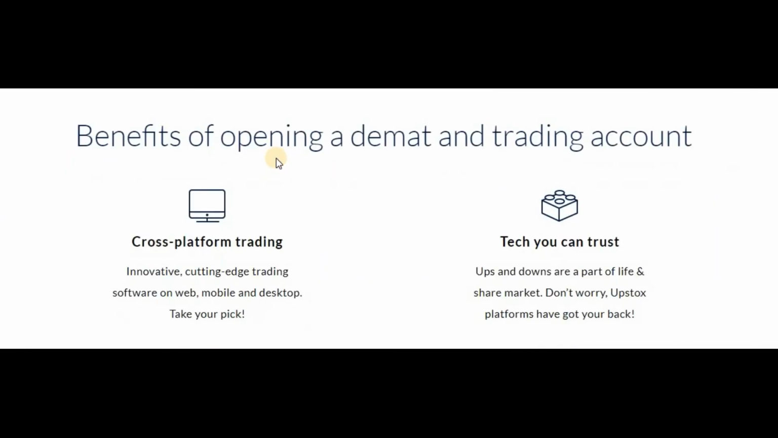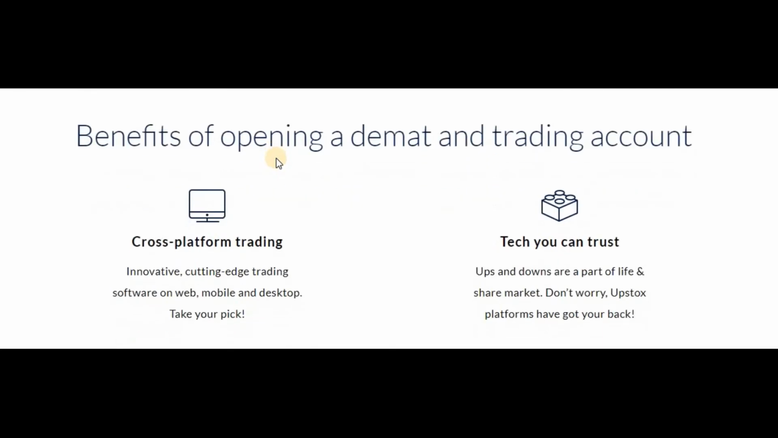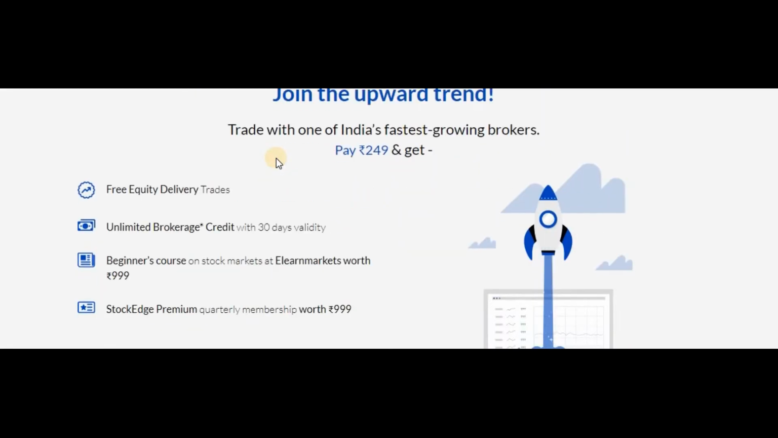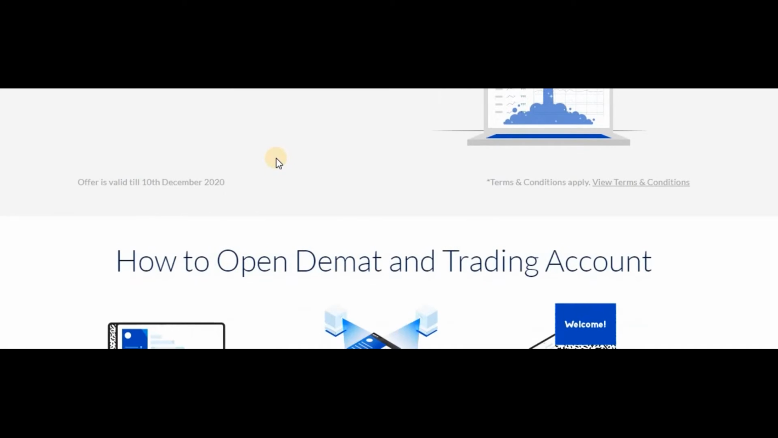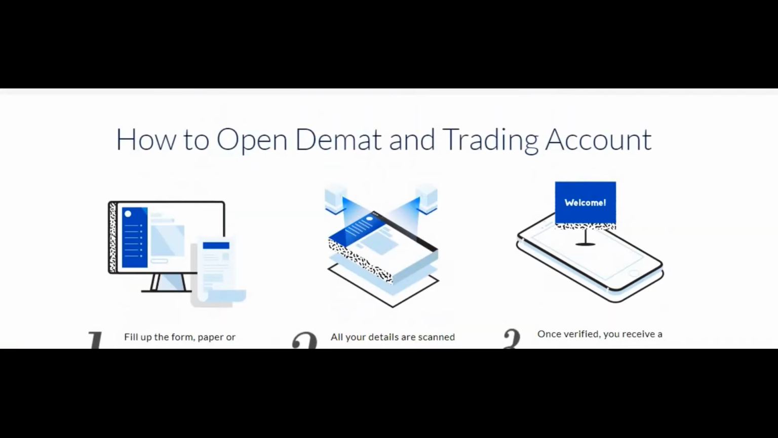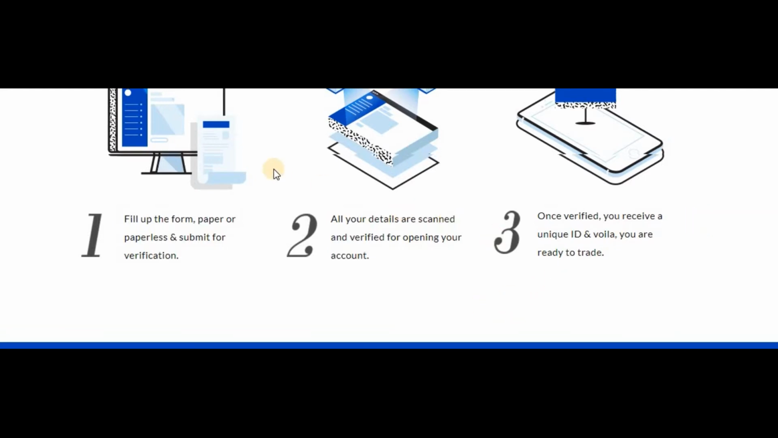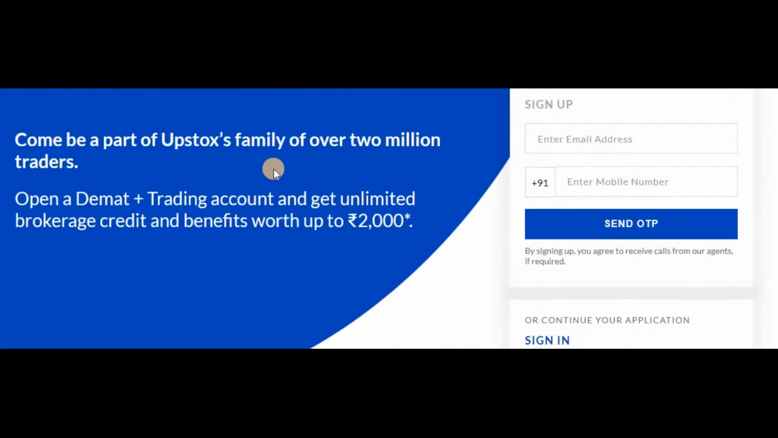So this is about your Upstox, and this is also an online platform. You can buy so many stocks by using this Upstox app. Also there is a mobile app in the Play Store, so you can simply go through it. So how to open a Demat and trading account is given here. Fill up the form paperless and submit for verification, and all your details are scanned and verified for opening your account. Once verified, you receive a unique ID and you are ready to trade. So these are the simple steps to open your Demat account.